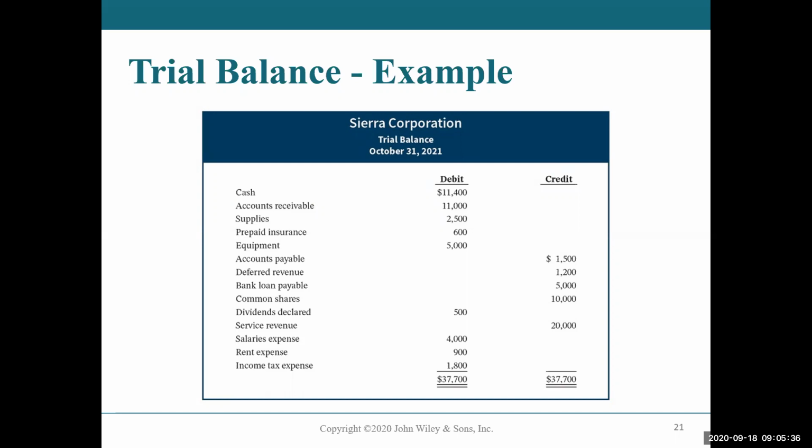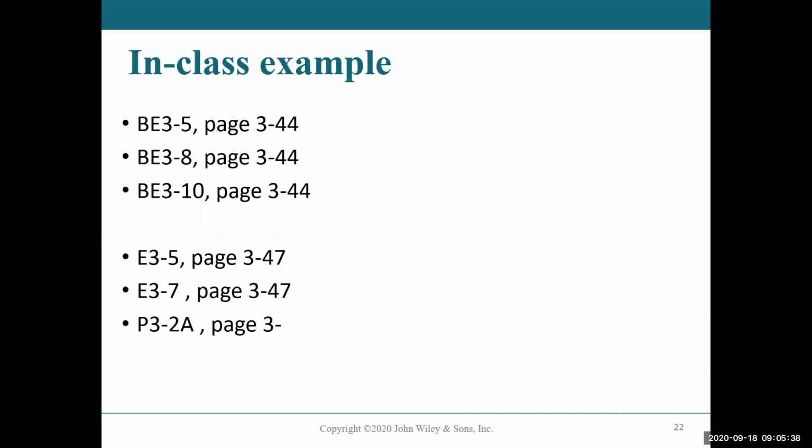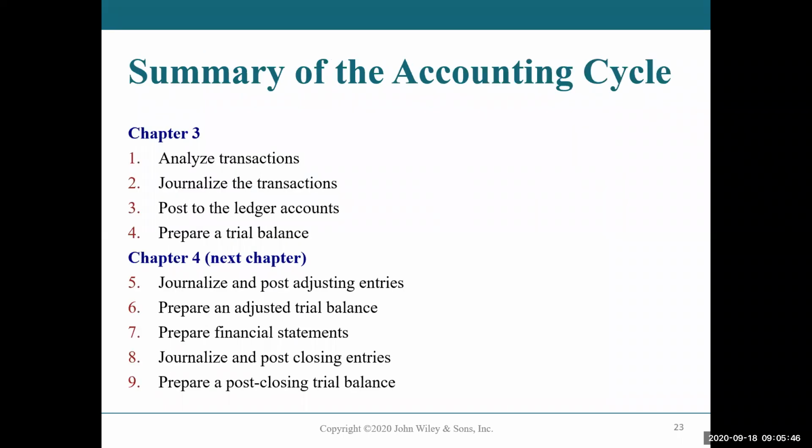So this is, my friends, what we will be exploring in our chapter 3. These examples will be done in class. Just to quickly summarize, this is what we have looked at in our accounting cycle for chapter 3, which is transaction analysis, journalizing, the posting process, and preparing our trial balance. That, my friends, is chapter 3 for you.